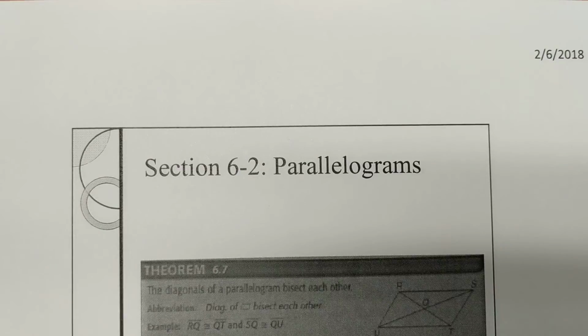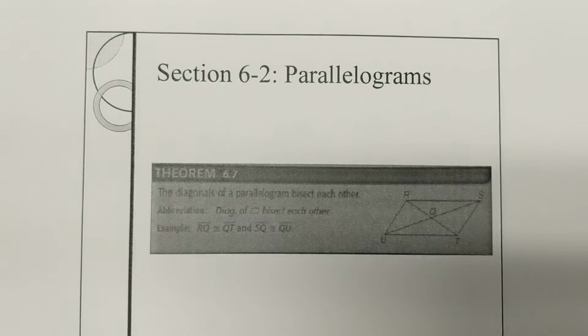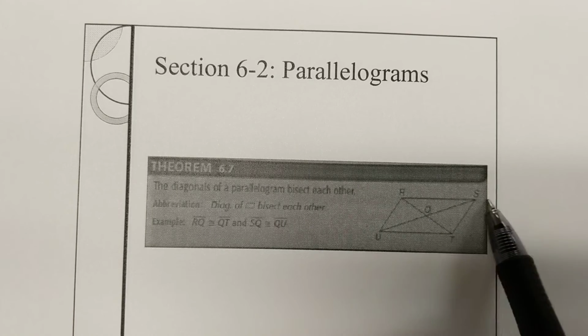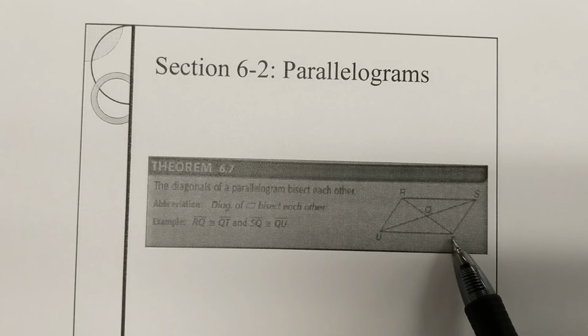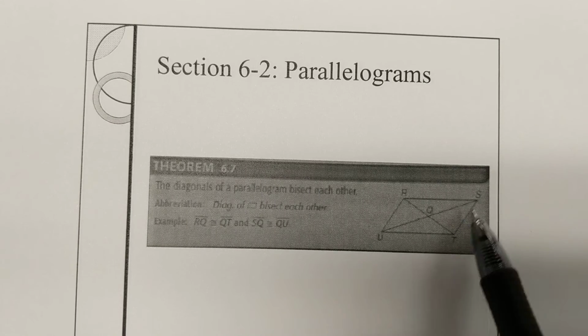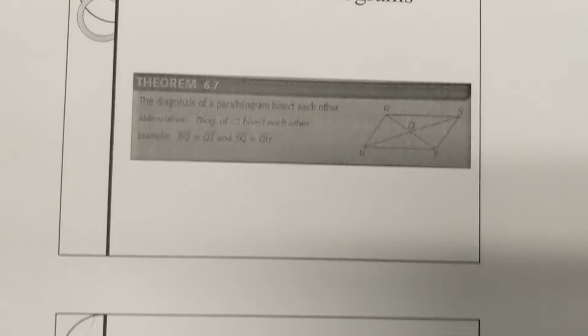All right, next page here. This deals with diagonals. If you have the diagonals in a parallelogram, which are US and RT in this case, they bisect each other. So here you have point Q. Q is the midpoint of both US and of RT.